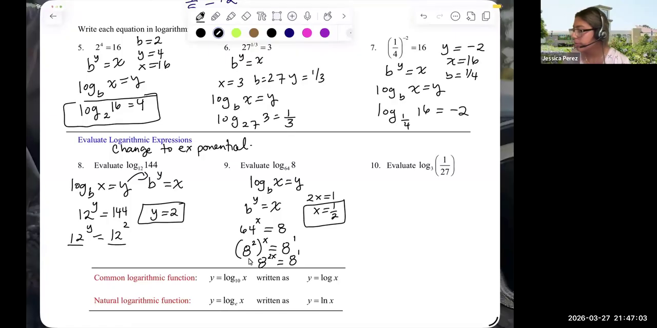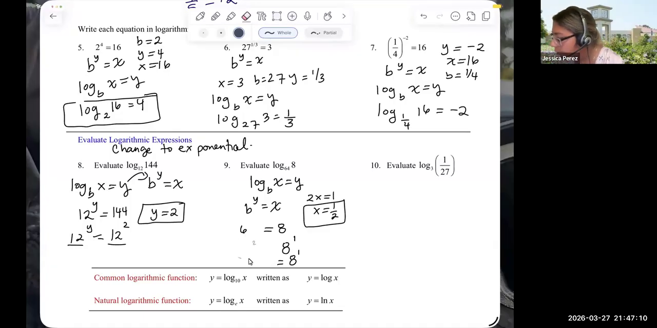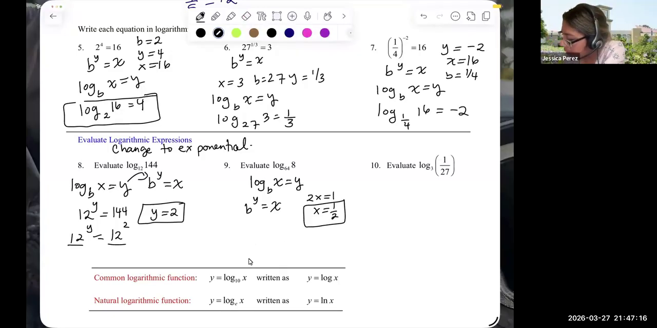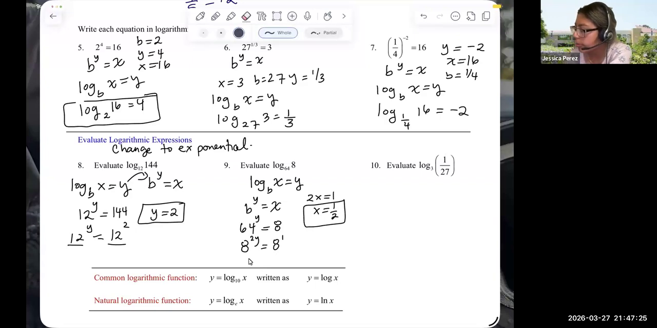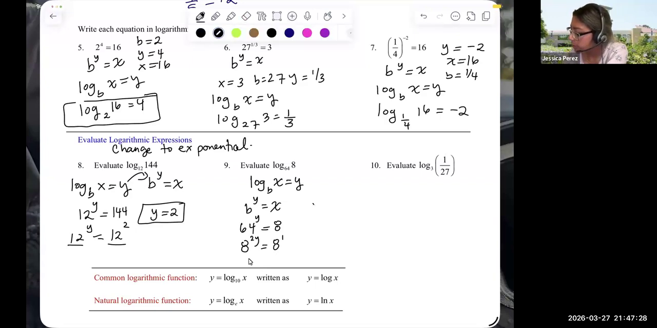or let me change this to 64 to the y. Let me change that. So technically here it's going to be 64 to the y power is equal to 8. So it's 8 squared to the y is equal to 8 to the first. So it's just a dummy variable. So it's 2y is equal to 1. Y is 1/2. So my solution is going to be 1/2.